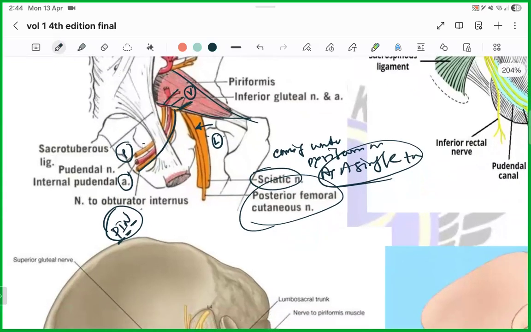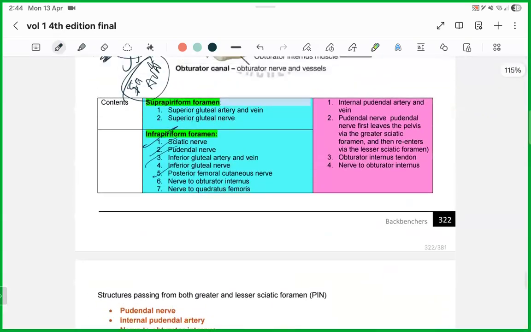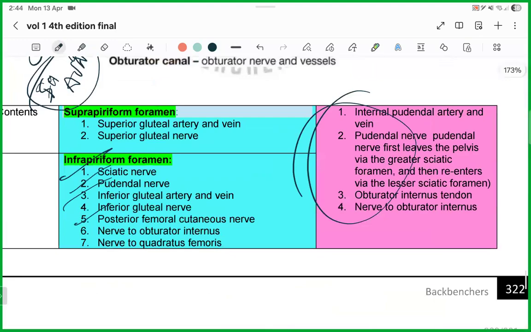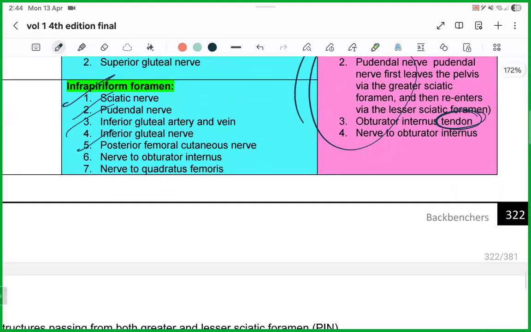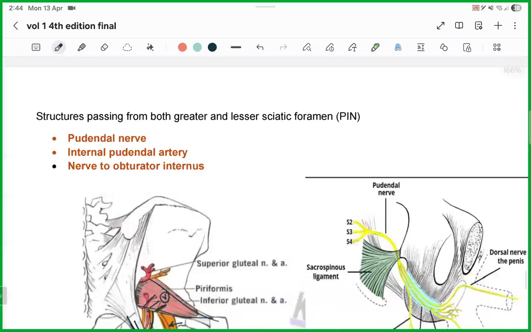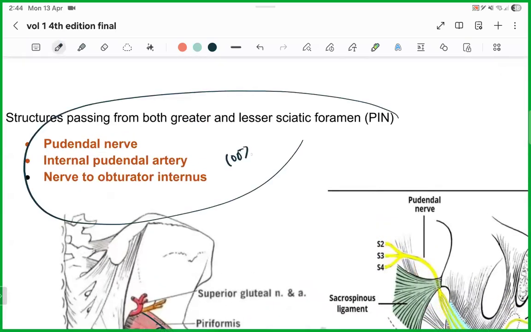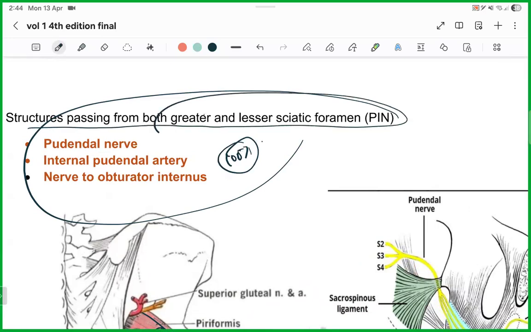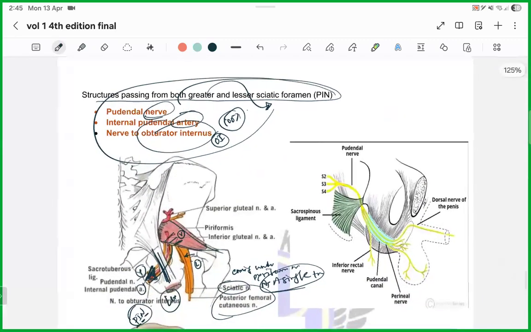So why? Because these are the PIN structures that come out from the greater sciatic foramen, and you can see that it's entering the lesser sciatic foramen. So this is very important. These are the contents of the lesser sciatic foramen. Just remember the obturator internus tendon with it. Now, this is 100% important information I just gave you: the structures passing through both the greater and lesser sciatic foramen, coming out from the greater sciatic foramen and entering the lesser sciatic foramen, are internal pudendal nerve, internal pudendal artery, and nerve to obturator internus.